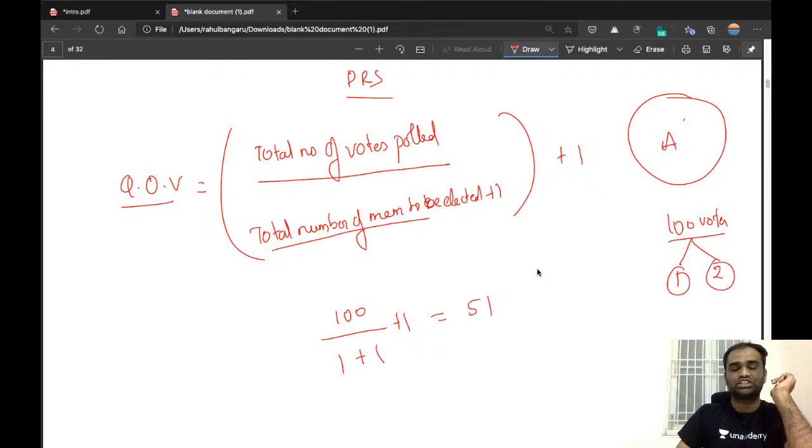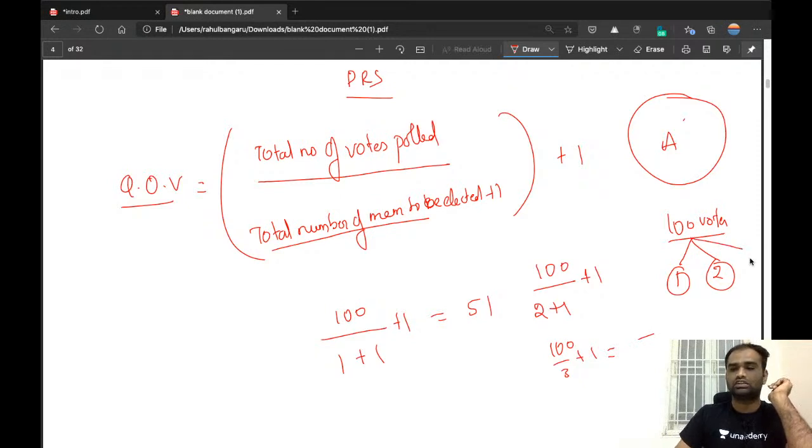But if we were to elect 2 members from constituency A, how will the formula change? 100 divided by (number of members, which is 2, plus 1), plus 1. So how much is it? 100 divided by 3, plus 1, is 33.1. So the quota of votes required will be around 35.